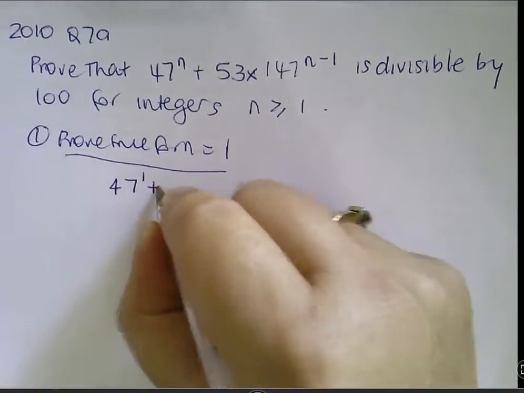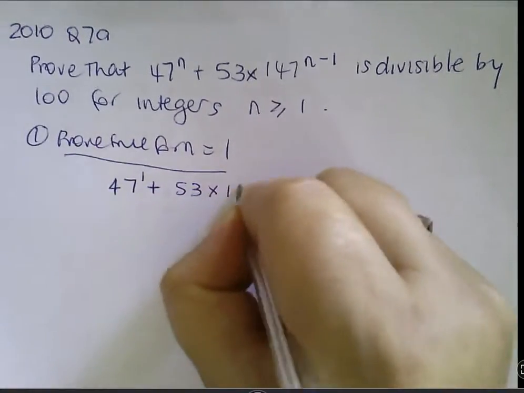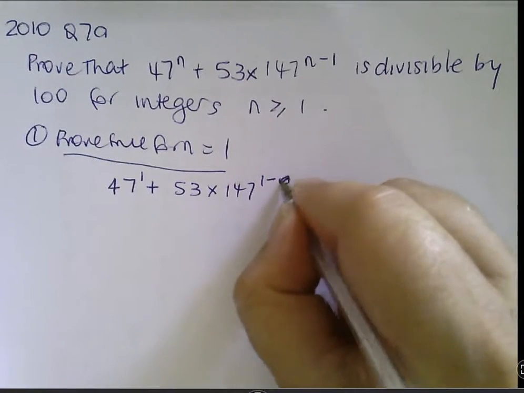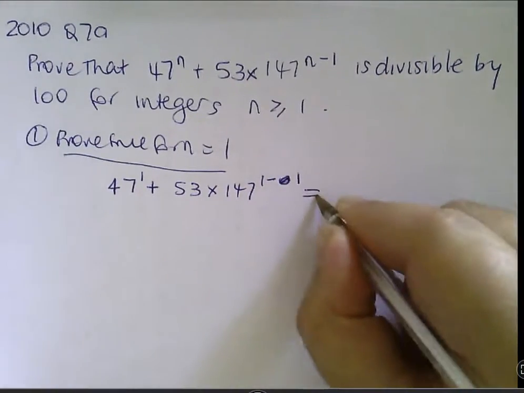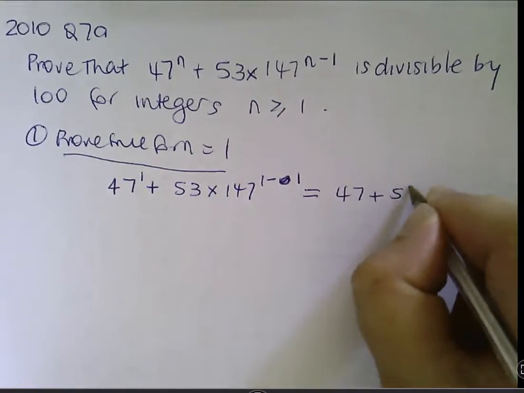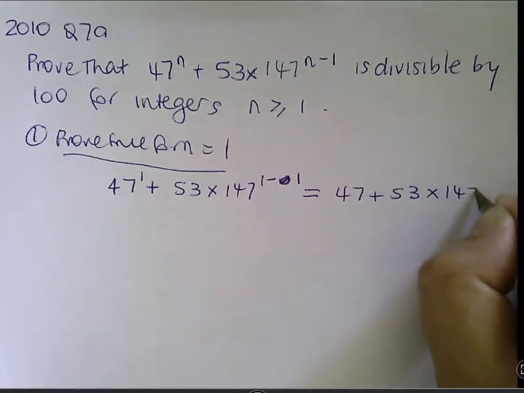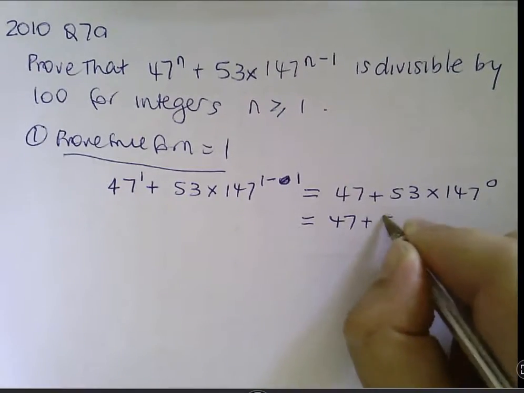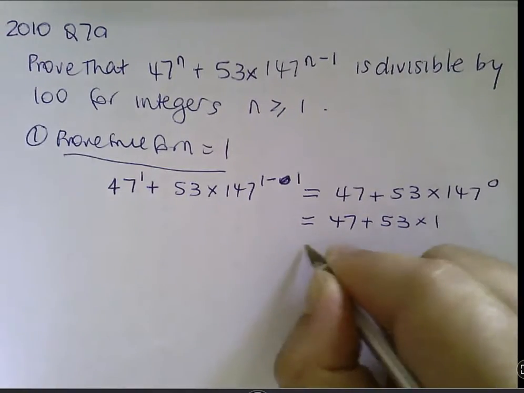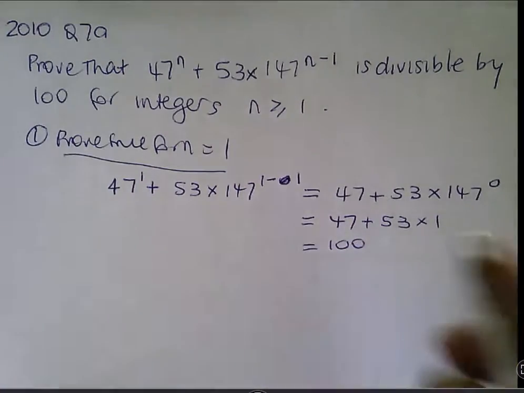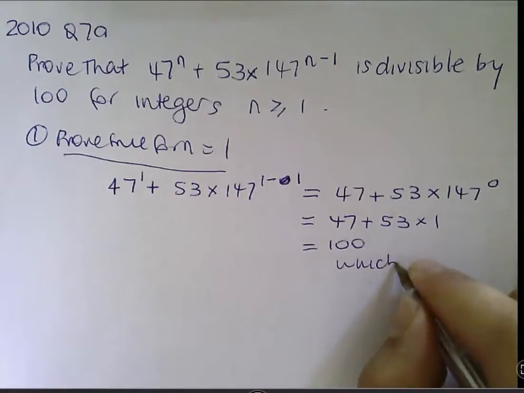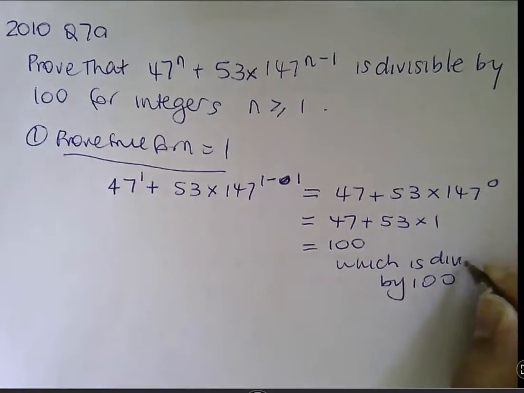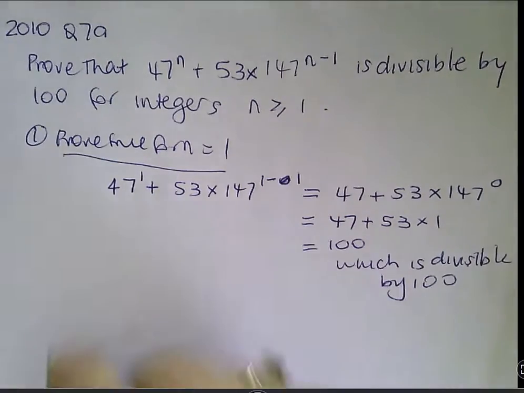So it's 47 to the power of 1 plus 53 times 147 to the power of 1 minus 1. Well, that is equal to 47 plus 53 times 147 to the power of 0, which happens to be 1. So it's 47 plus 53 times 1, which is 100. Obviously, that is divisible by 100.